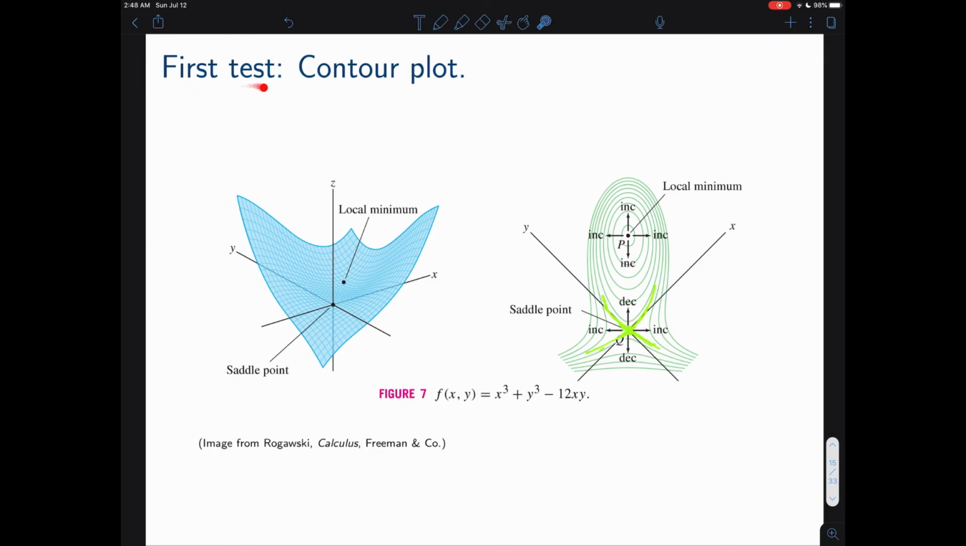Okay, so that's our first test for maximum or minimum. If you have a contour plot, you can look at it and see, do the contour lines go around the point or not? The test isn't always useful. If you don't have a contour plot handy, or if it's too complicated, then maybe this isn't the test for that situation. But if you did have a contour plot, then this test is perfect for that situation there.